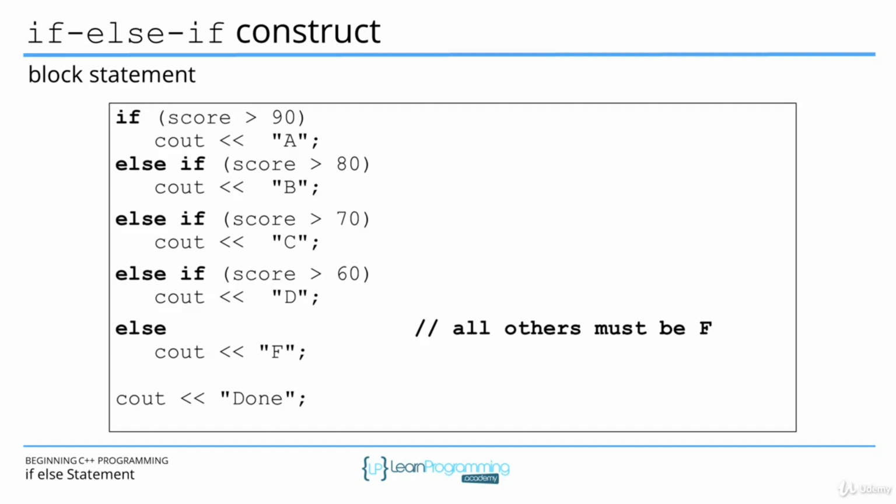Notice that the last else in the construct doesn't have an if associated with it. This is the catch-all else statement. If none of the previous if statements is true, then this else statement will execute and F is displayed.